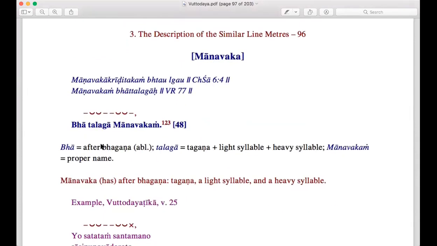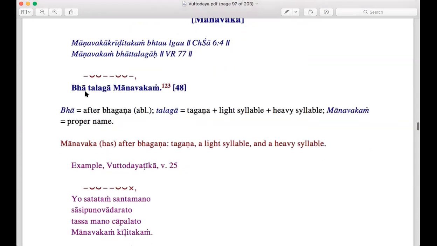Bha Talaga Manavakang. Manavaka has, after bhagana, tagana, a light syllable and a heavy syllable. After bhagana there should be tagana, lahu, garu, right? So bha after bhagana. This is an example for what I mentioned earlier. This is the ablative form, not the plural form. Bha does not refer to 2 bhaganas. It refers to the ablative form of bho, right? After bhagana, tagana, lahu, garu should be there. Then it is called manavaka verse.